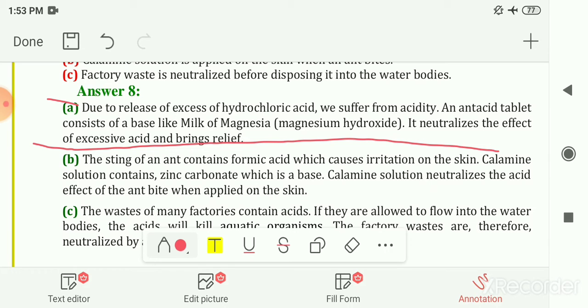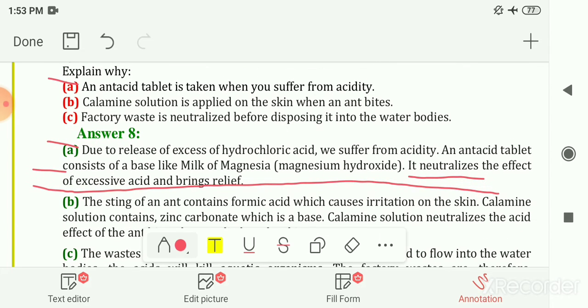So an antacid tablet consists of a base like milk of magnesia, which contains magnesium hydroxide. It neutralizes the effect of excessive acid and brings relief. So to neutralize the excess amount of hydrochloric acid in our body, we take antacid tablets, which contain a base.